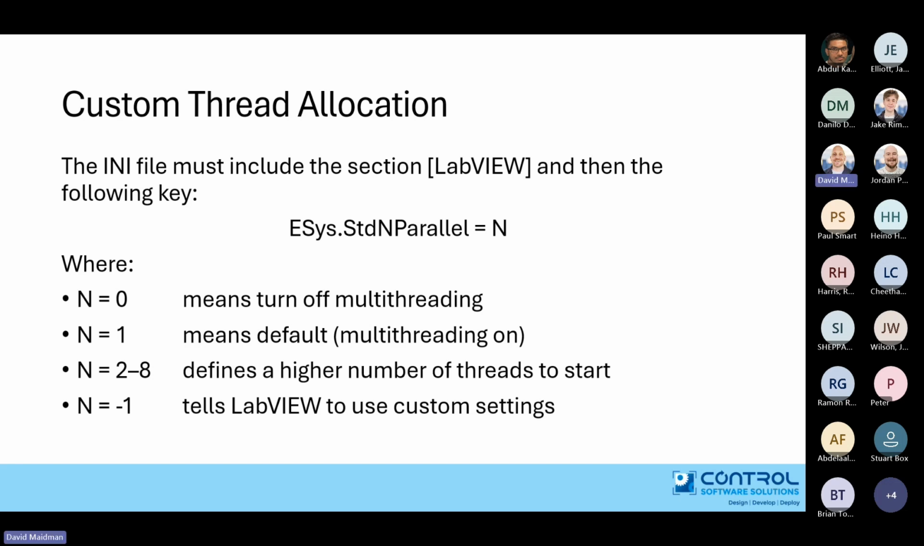Now, I'm going to say this with some confidence, but this stuff isn't very well documented, so forgive me if anyone knows otherwise. But if you put a value between 2 and 8, it defines a higher number of threads to create on startup. So if your processor allows you to have more, you can specify a higher starting value for each of those worker pools. The one that I've had a lot more of a play around with is when n equals -1, and that basically tells LabVIEW I am going to give you some custom settings to use. So let's have a look at how that works.